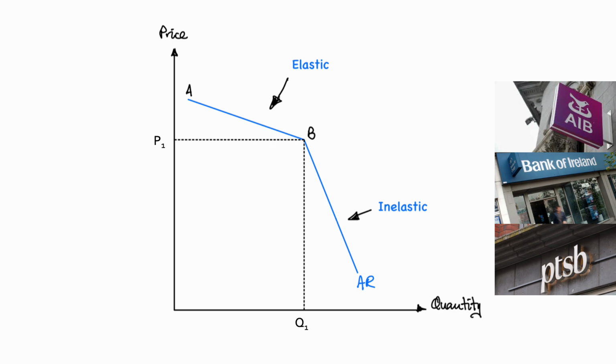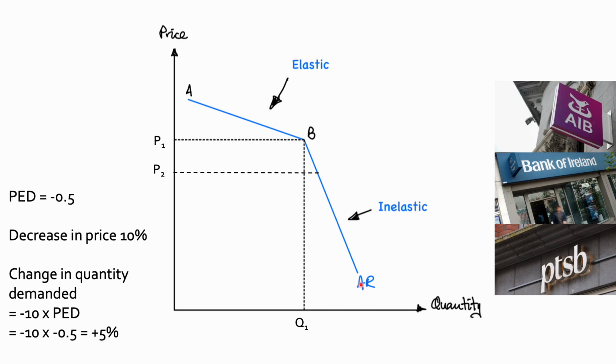Now, what would happen if AIB thought about decreasing its price from P1 to P2? Let's say that's a 10% decrease in price. As the demand curve it's facing now, from B to AR, is inelastic, price elasticity would be less than 1. Let's say minus 0.5. A 10% decrease in price, so minus 10 because it's a decrease, multiplied by minus 0.5 gives us plus 5%. So it will lead to a 5% increase in quantity demanded.